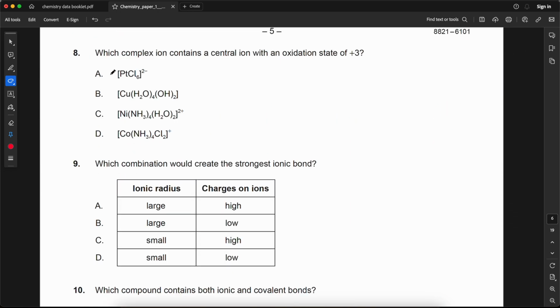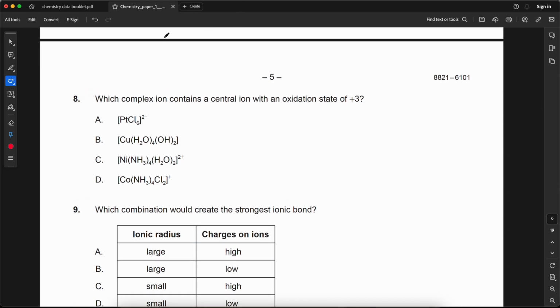Which complex ion contains a central ion with an oxidation state of +3? So, PtCl6 2-. Let's calculate. Cl is -1 times 6, and the total should be -2, so this should be +4.